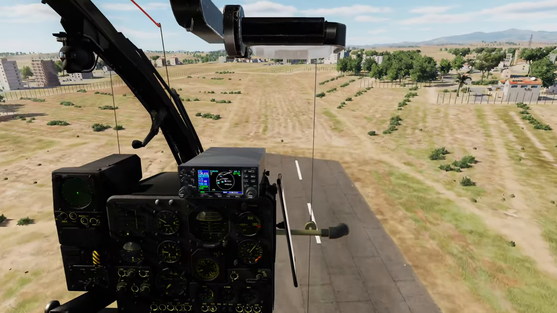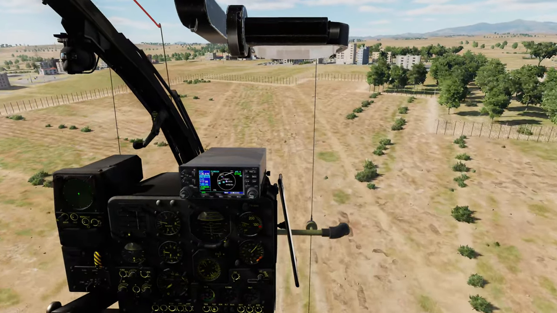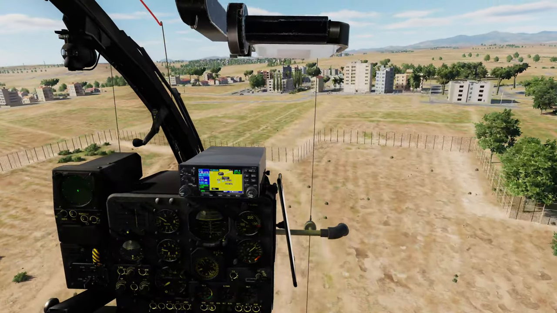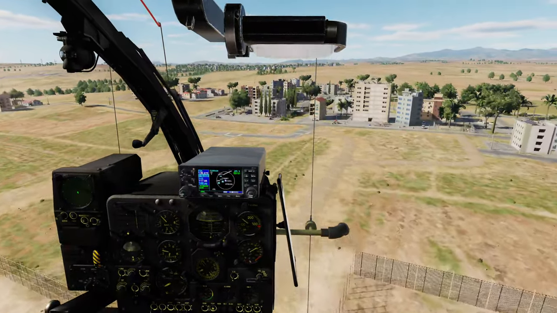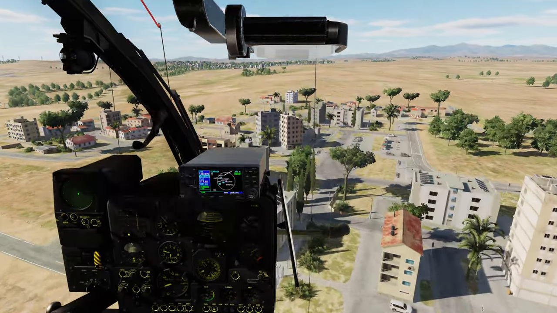I don't need that right pedal anymore. And as you can see on the torque gauge, I've still not increased my torque, and I want to climb away at about 120 kilometers per hour. I've given it a bit more torque now. I'm going to set about 80% torque. And that's us. We're in normal flight, and we're climbing away.